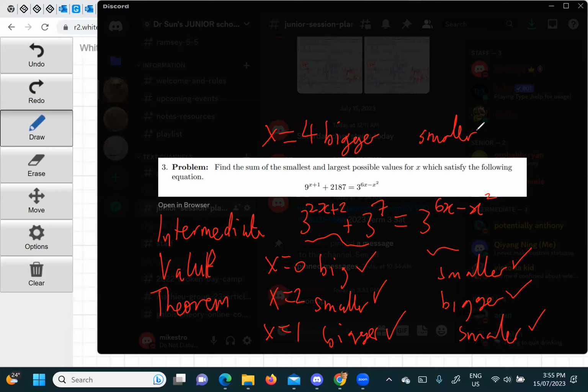What that means is that there's another solution between 2 and 4, right? Because it switches again. Does that make sense? Because at x equals 2, it's smaller and bigger. And when you get up to 4, it's bigger and smaller. At 3, it's still smaller and bigger, because at 3 it's 3 to the 9. So it's actually between 3 and 4.